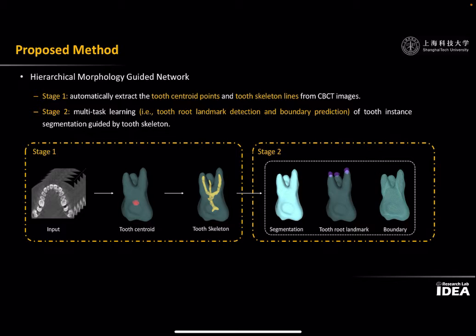With the output of the first stage, we design a multitask learning to segment individual teeth and simultaneously predict the landmark defined at the tooth root apex and the corresponding boundary, which aims to extract more useful features for the tooth segmentation task. Now, let me introduce the details of our network.